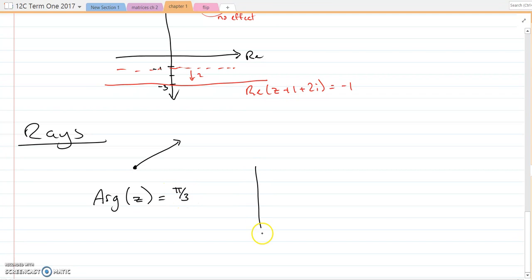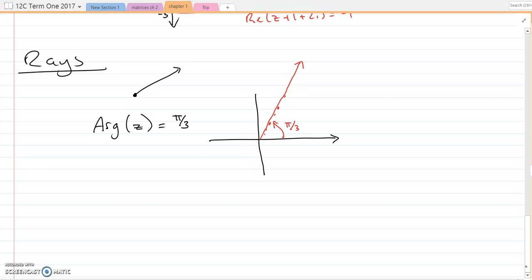So what does this look like? Okay, argument of z is pi over 3, which is 60 degrees. So obviously this point here, from the origin, that point has an argument of 60 degrees. And so does this point, and this point, and so on. All these points have an argument of pi over 3, because this angle here is pi over 3. Okay, so that is a ray. That's what a ray looks like.